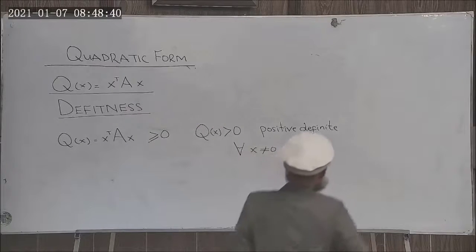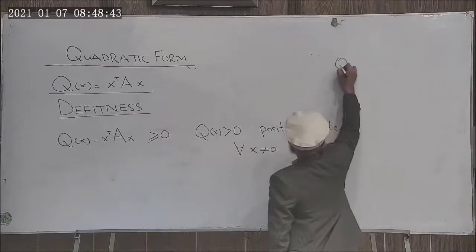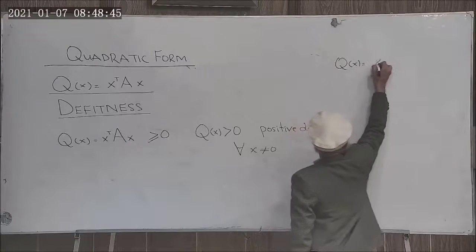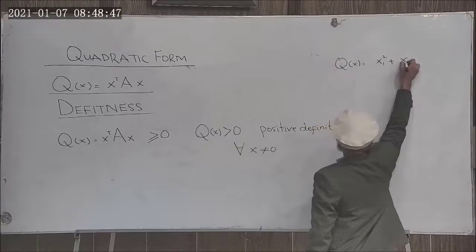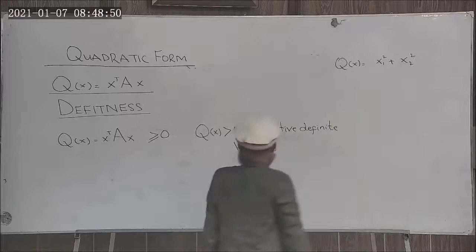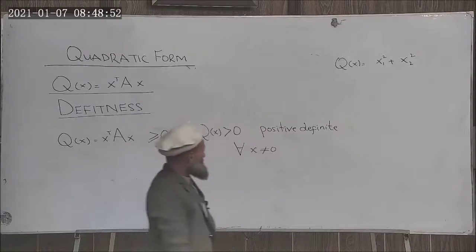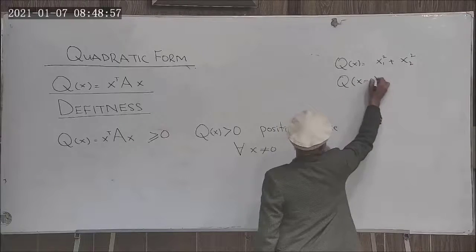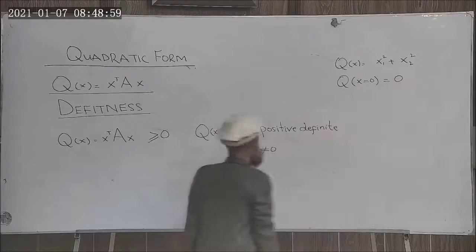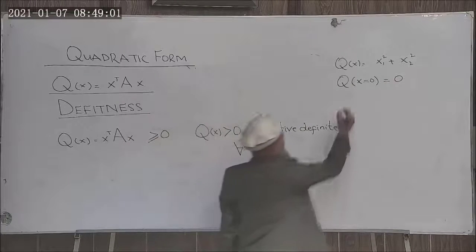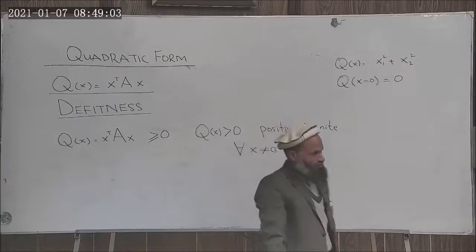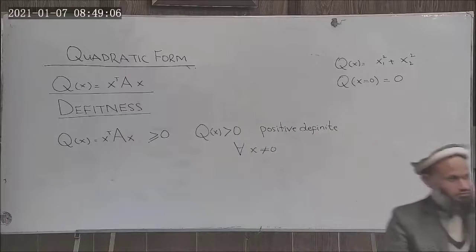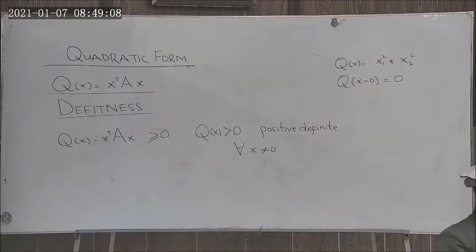For example, if we have q of x equal to x1 square plus x2 square, what is q for x equal to 0? That is equal to 0, right? And for any other value of x, what is q of x? It is always positive. So such a quadratic function is called positive definite.